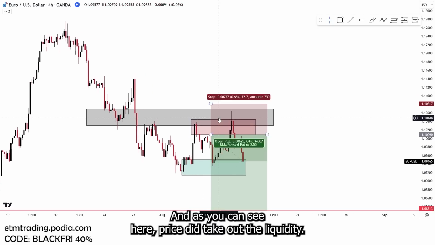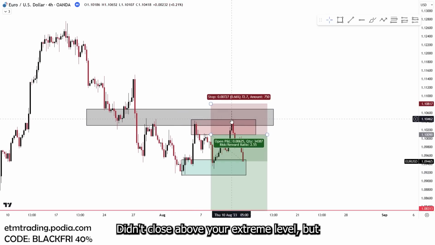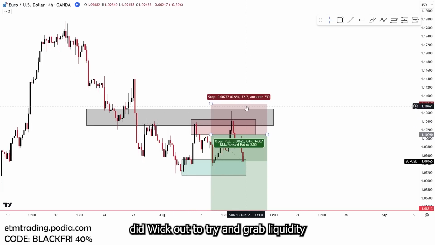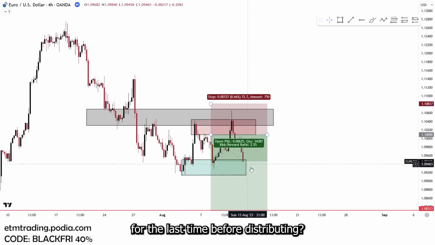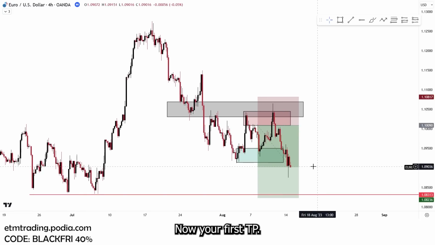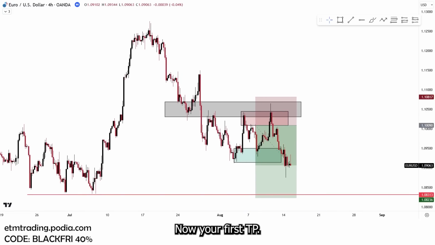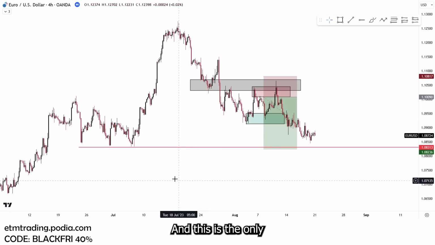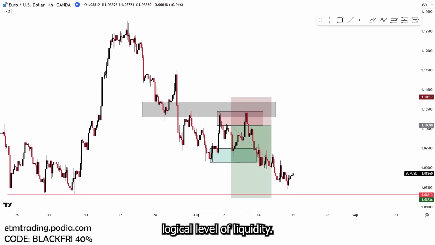And as you can see here, price did take out the liquidity. Didn't close above your extreme level, but did wick out to try and grab liquidity for the last time before distributing. Now your first TP. And this is the only logical level of liquidity.